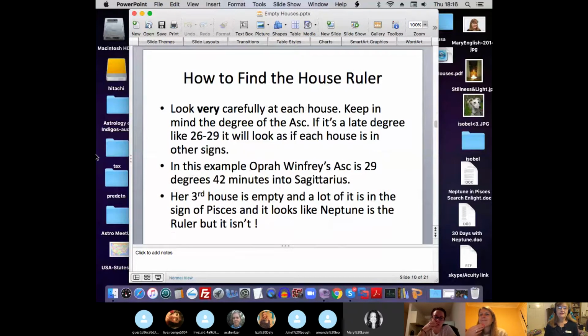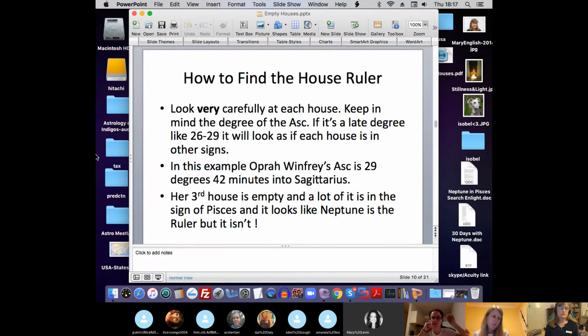So how do you find the house ruler? Look very carefully at your empty houses and keep in mind the degree of the ascendant of your chart. If it's in a late degree, like 26 to 29 degrees, and the ascendant in your chart is at the 1/4 position, on the left hand side of your chart you'll see the initials AC, and that is short for, because in astrology everything's shortened, ascendant, and that's the beginning part of your chart.